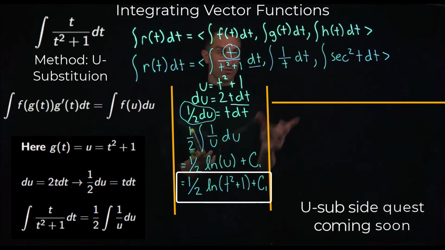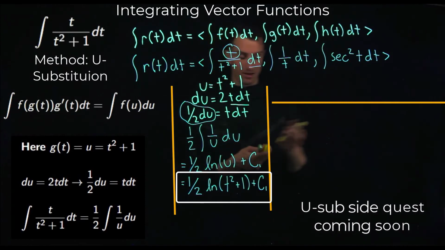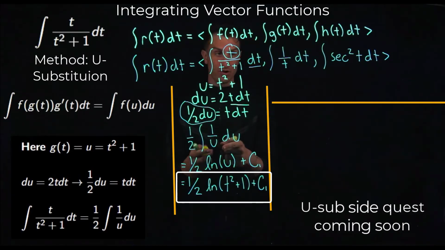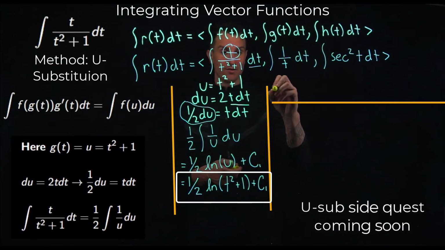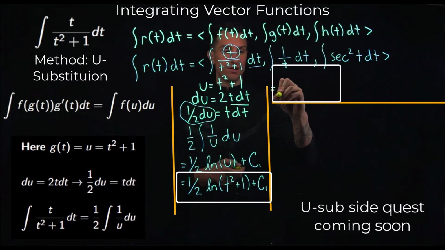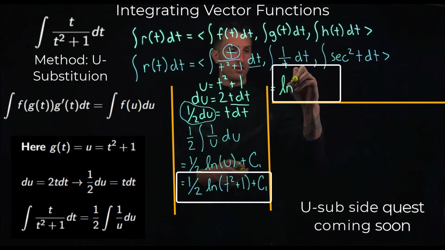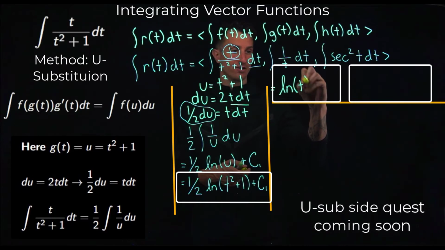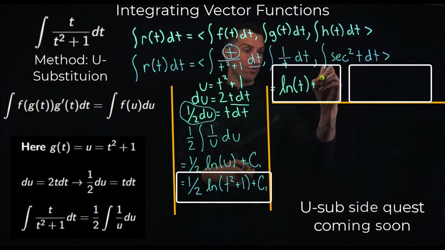Okay, so now the next one, which should be fairly easy because we just did 1 over u. Now we have 1 over t. So this one's more straightforward. We have natural log of t, and we'll just say plus c2.